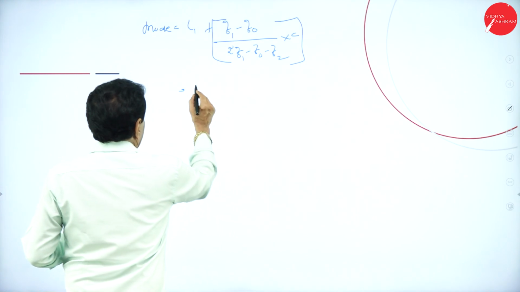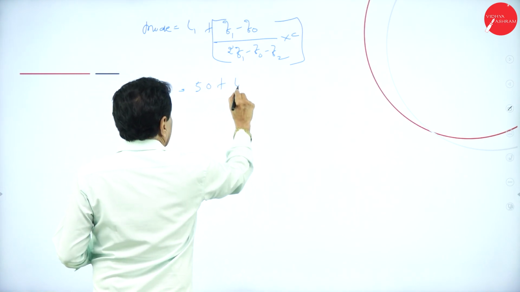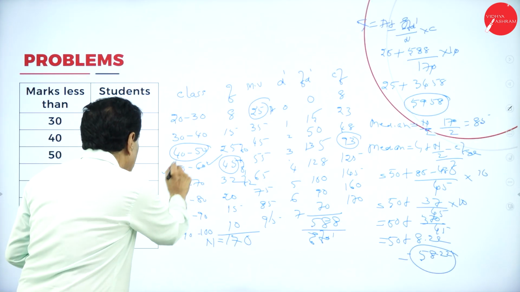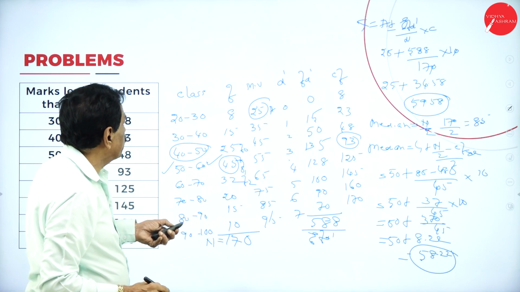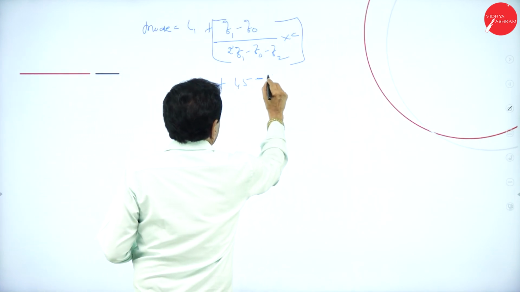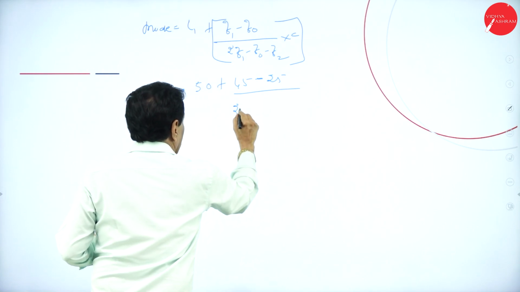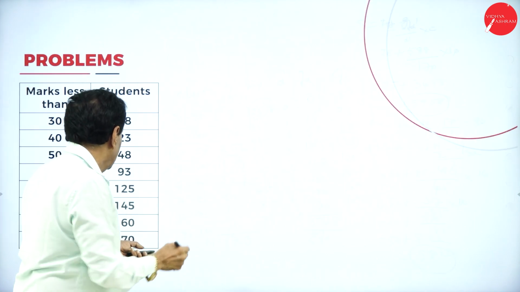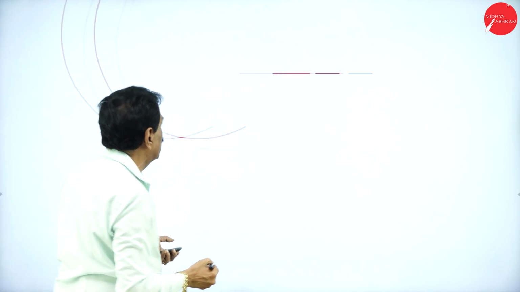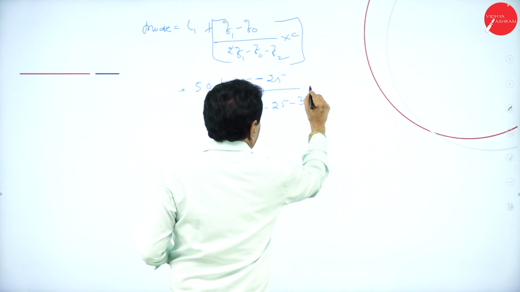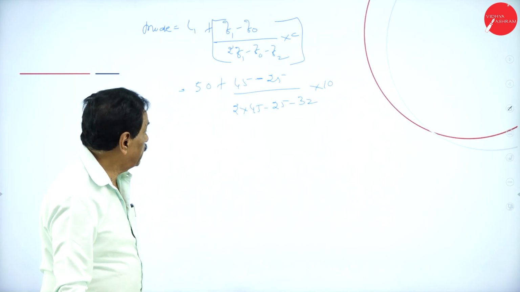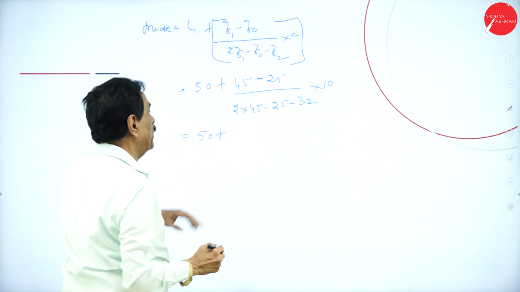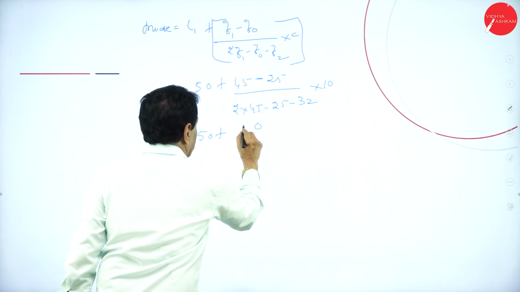Apply. L1 is 50, 45 is the F1, the number behind is 25, divided by 2 into 45 minus 25, your next number is 32, into your class interval, which is 10. Simplify this. Your number is 50.